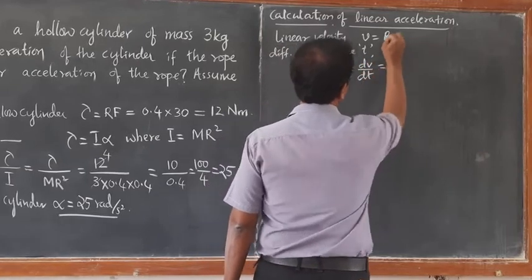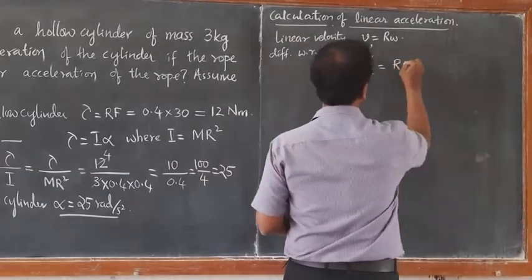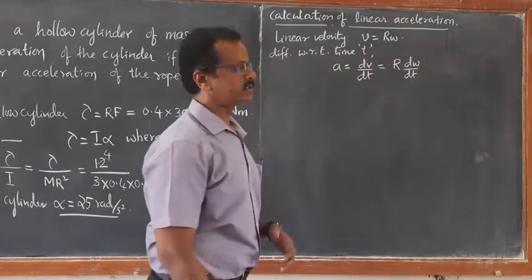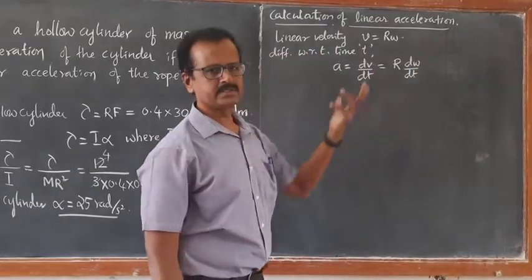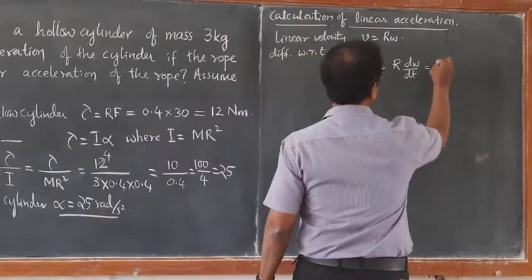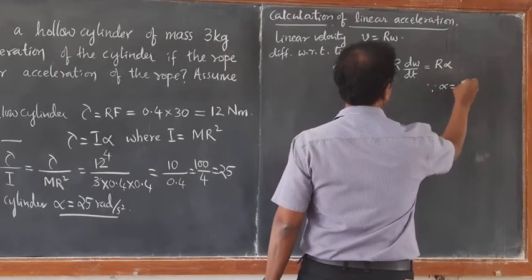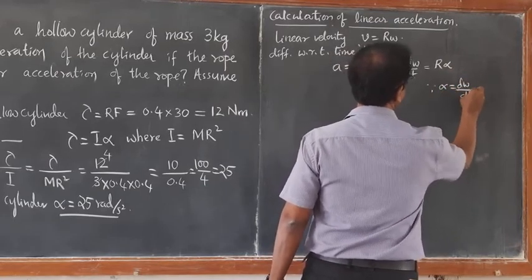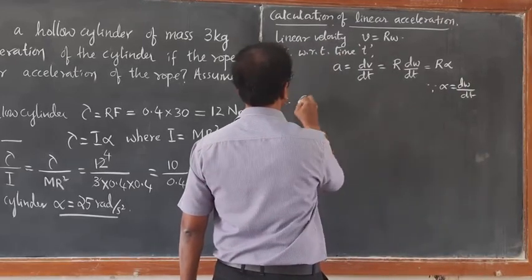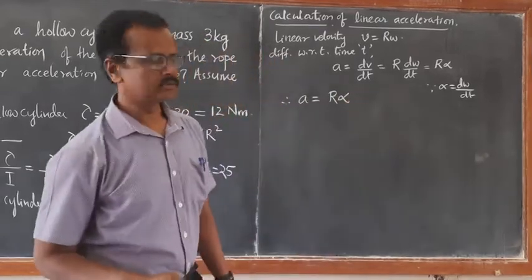That is equal to r, which is constant, the radius of the cylinder is constant, so r into d omega by dt. The rate of change of angular velocity is nothing but alpha, which we have just calculated. Therefore, we get r into alpha, because alpha is equal to d omega by dt. Therefore, a is equal to r alpha.